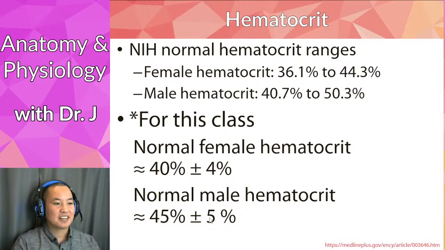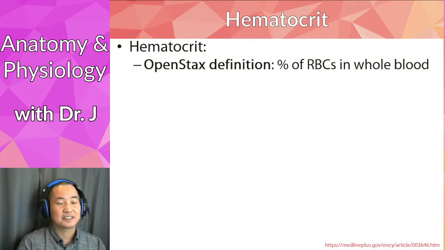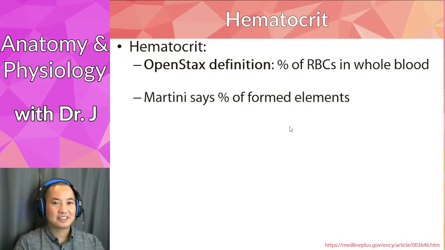Now, am I going to be mean and ask you, okay, this person has a 35.9 hematocrit, are they anemic? I'm not going to do something like that. If I ask you whether someone's hematocrit is out of the range, it will be pretty obvious. So hematocrit, the OpenStax definition, which is the one we're going to use, is the percent of red blood cell volume over whole blood. And we will talk more about hormones, and why there is a sex difference between hematocrits in females versus males.